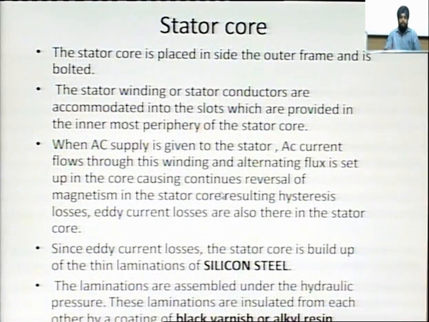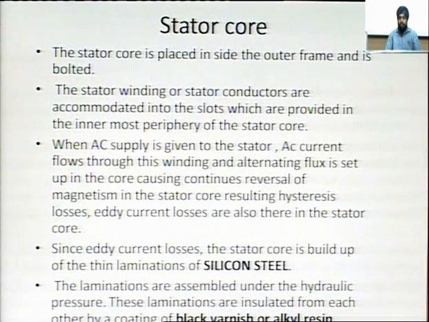Stator core. The stator core is placed inside the outer frame and is bolted. The stator winding or stator conductors are accommodated in the slots which are provided in the innermost periphery of the stator core. When AC supply is given to the stator, AC current flows through this winding and alternating flux is set up in the core, causing continuous reversal of magnetism in the stator core, resulting in hysteresis and eddy current losses in the stator core. Since eddy current losses occur, the stator core is built up of thin laminations of silicon steel.